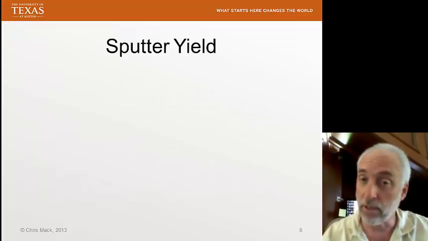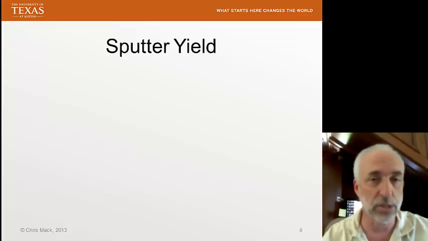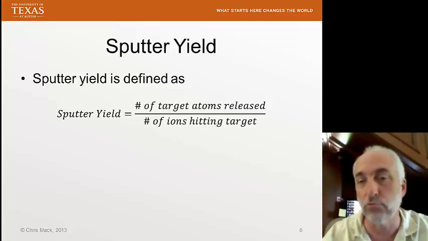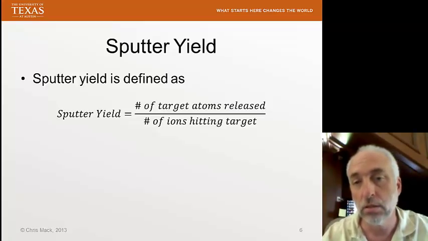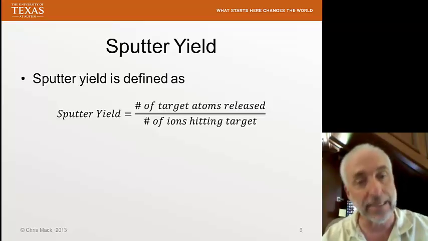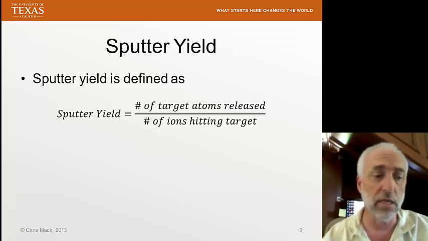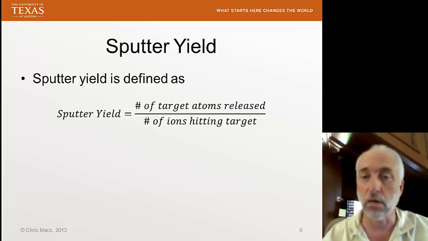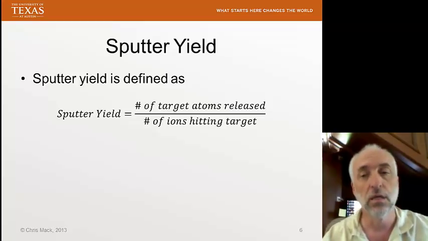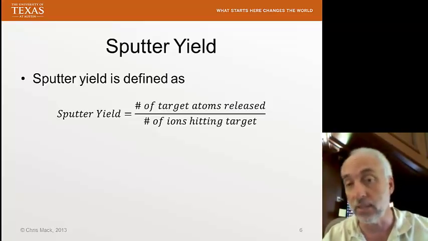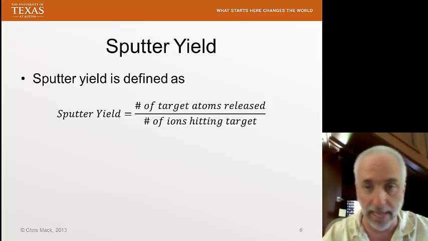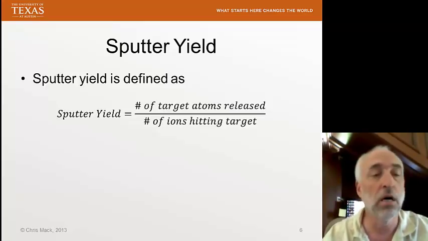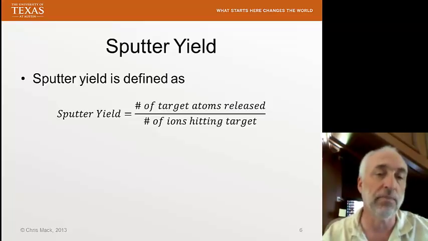Another important parameter to think about in terms of sputter deposition is the sputter yield. Sputter yield is defined as the ratio of the number of target atoms released per argon ion hitting that target. So you might imagine not every argon ion would be successful at releasing a target atom, or possibly one high energy argon ion hitting the substrate might knock off 2 or 3 target atoms. So the yield is the average number of target atoms released per argon ion hitting the target.